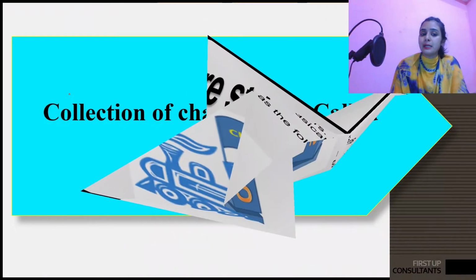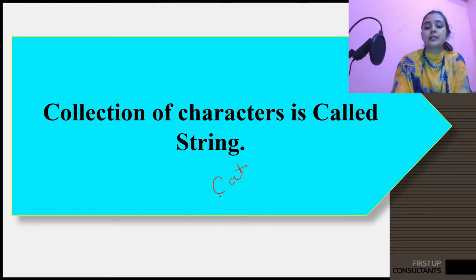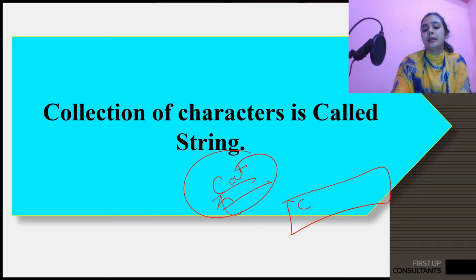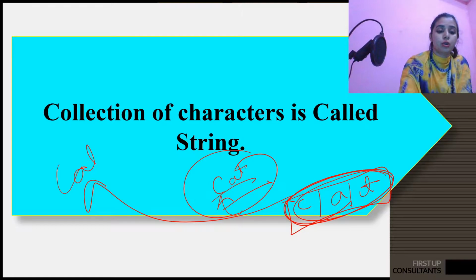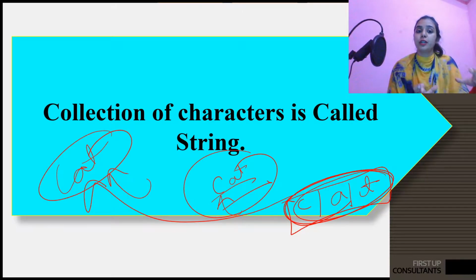In simple terms, I can say that a collection of characters is called a string. Let's say I have a word, for example, cat. Now C is a character, A is a character, T is a character. When these characters meet together, that particular collection is called a string.